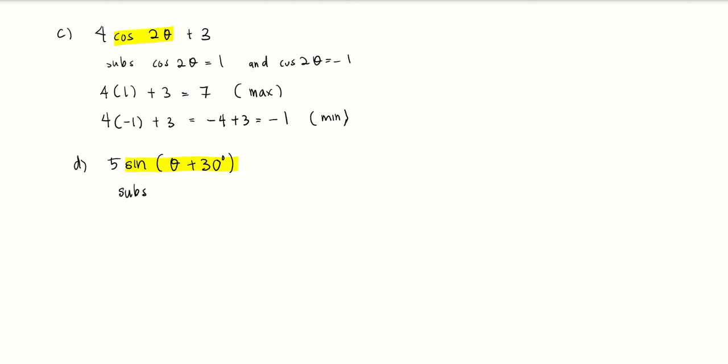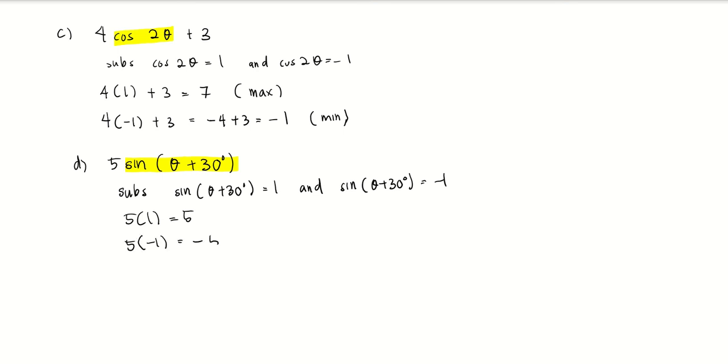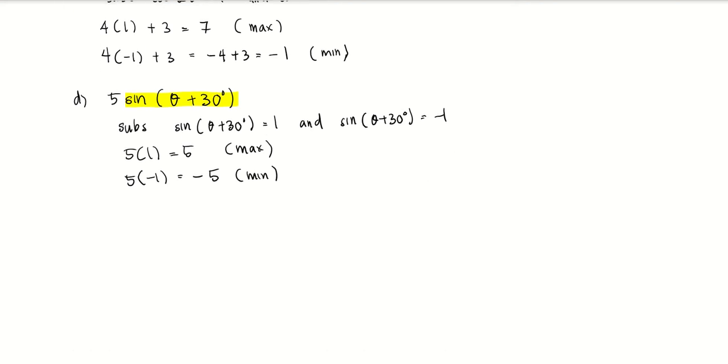So we substitute sin theta plus 30 degree by 1 and sin theta plus 30 degree by negative 1. So we have 5 times 1, which is equals to 5. 5 times negative 1, which is negative 5. Okay, so 5 is the maximum value and negative 5 is the minimum value. Okay, so this is D.